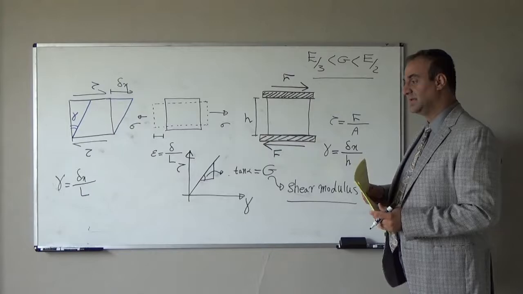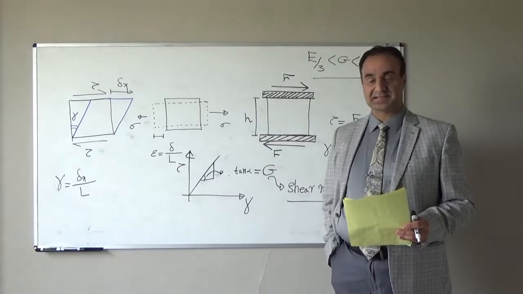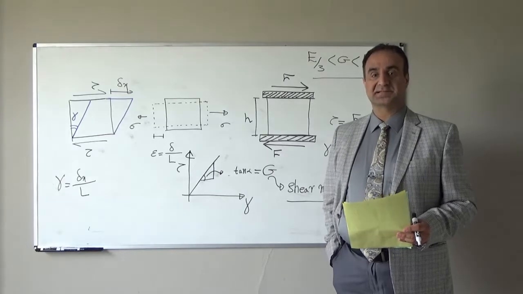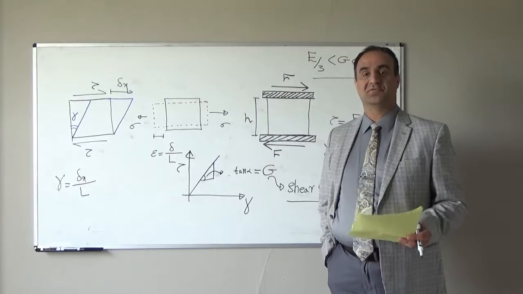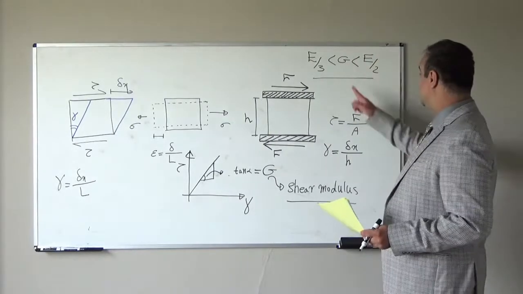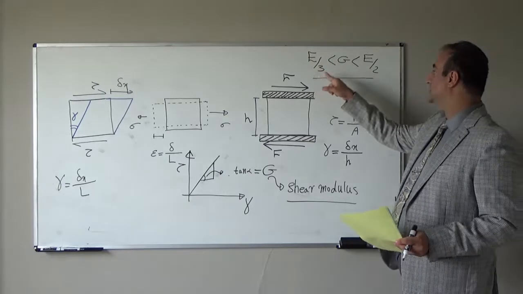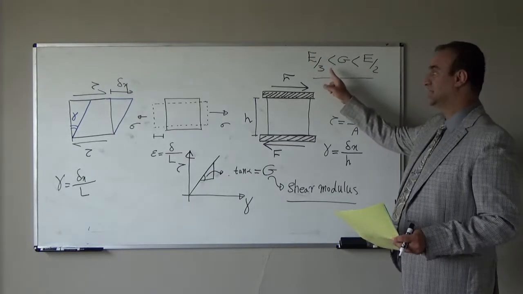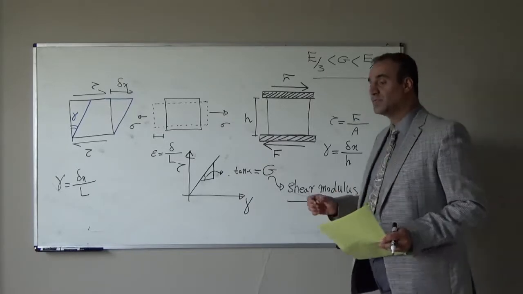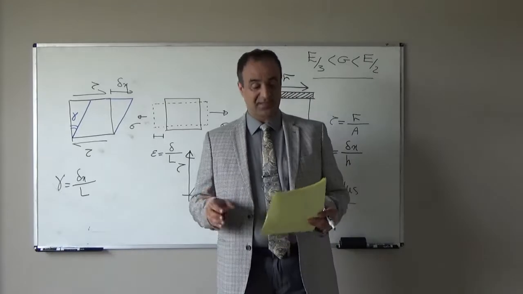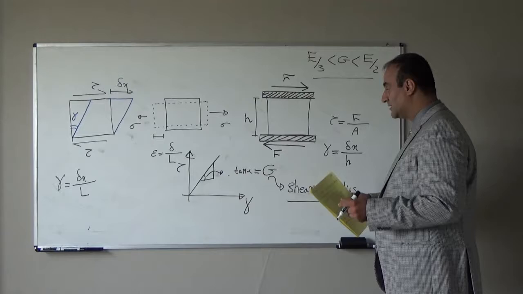We find E using a tensile stress strain test. Usually we can find E, Young modulus, for example, for steel in tension. G, shear modulus, varies from E over 3 to E over 2. It is in this range, greater than E over 3, smaller than E over 2, for most real engineering materials. I will explain more later on.